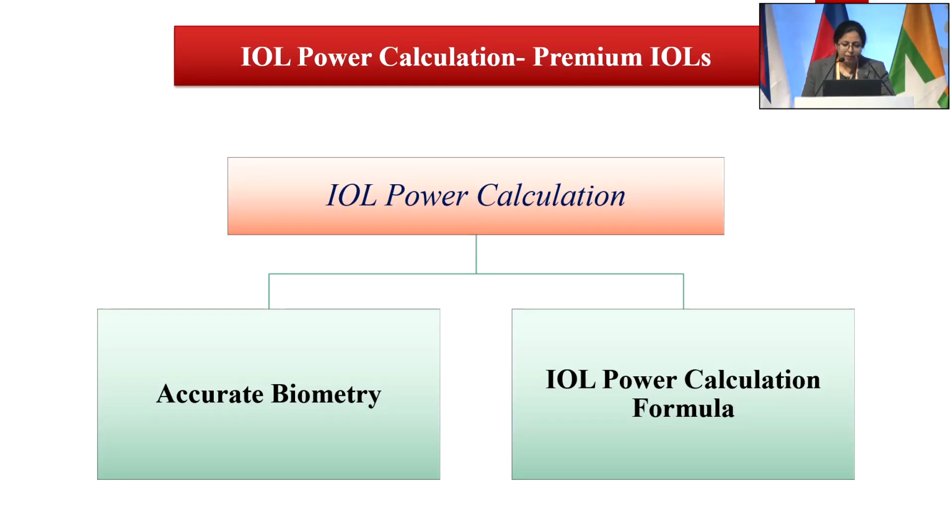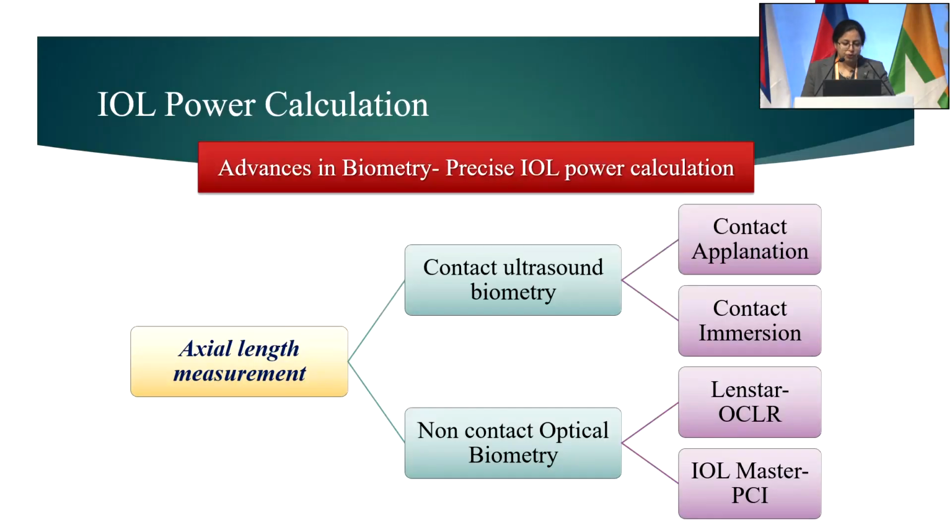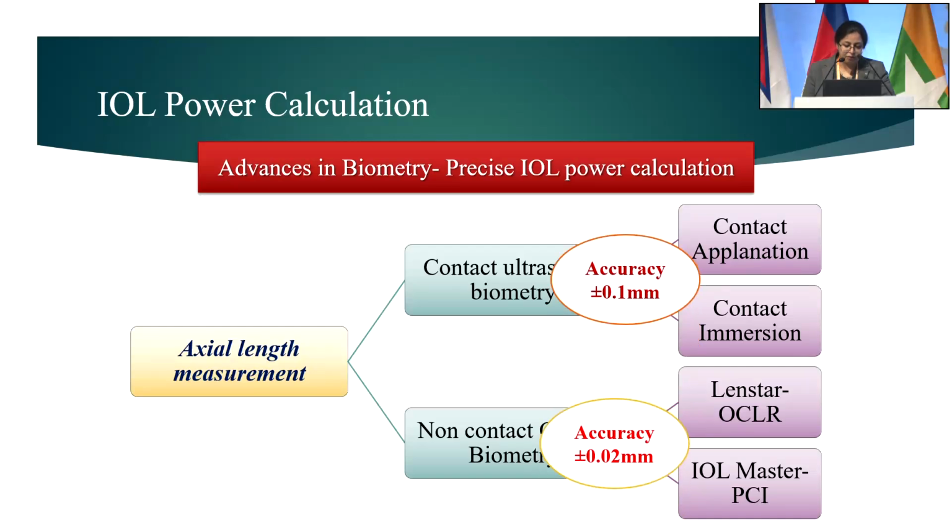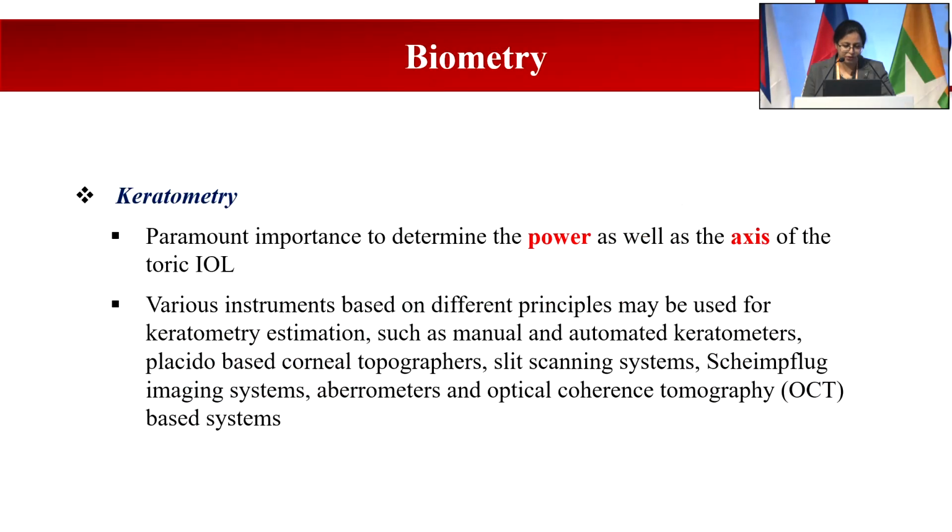Coming to the IOL power calculation, so it has two aspects. One is capturing the accurate biometry, second is the formula that you use. So advances in biometry have led to precise IOL power calculation for axial length. Of course, contact ultrasound biometry is where we started from, contact applanation, then we went to immersion. Now most of us rely on non-contact optical biometry, which has a higher accuracy of plus minus 0.02 millimeter as compared to plus minus 0.1 with contact ultrasound biometry.